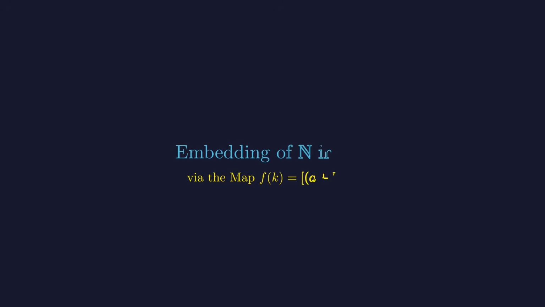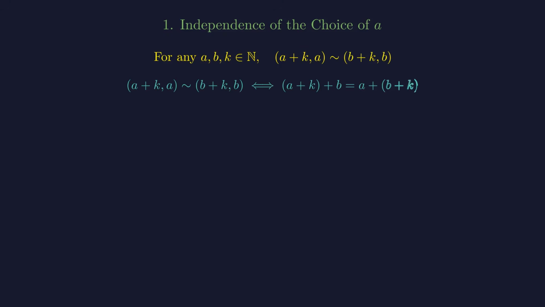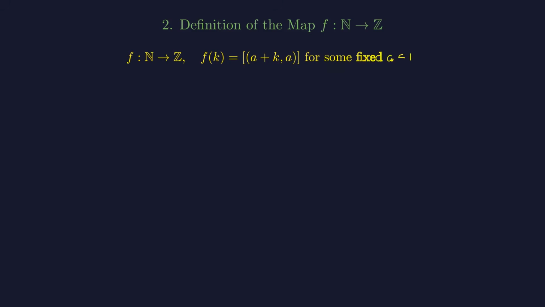Embedding of N into Z via the embedding map. First, we show that the embedding map is independent of the choice of integer a. This means that the natural number k corresponds to a unique equivalence class, or integer. The value of f of k does not depend on the individual member of the class. It gives the class, or the integer, so it is well defined. It means f is a function from N into Z, the set of integers.